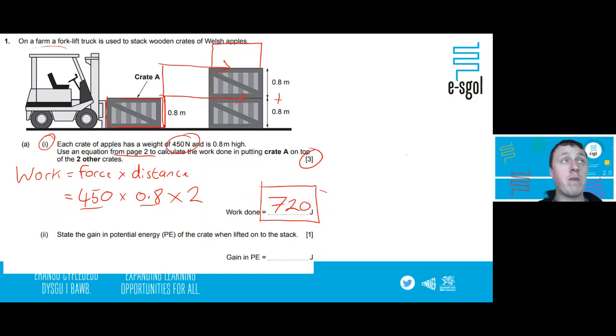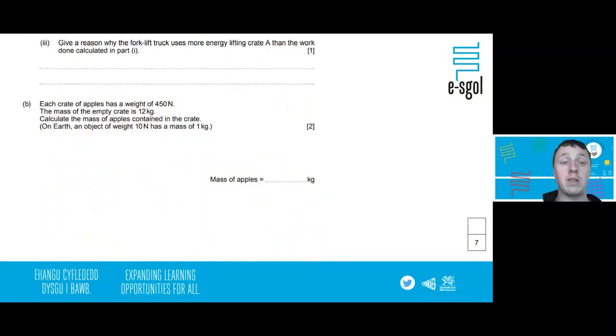And what we need to remember is if work is done to raise an object above the ground, then what we are doing, we are transferring energy. We are transferring potential energy to the object. So what we look for here is an answer of 720 joules because we demonstrate an understanding that the work done can be transferred to potential energy. So that's how much energy it gains as we transfer it up by 1.6 meters.